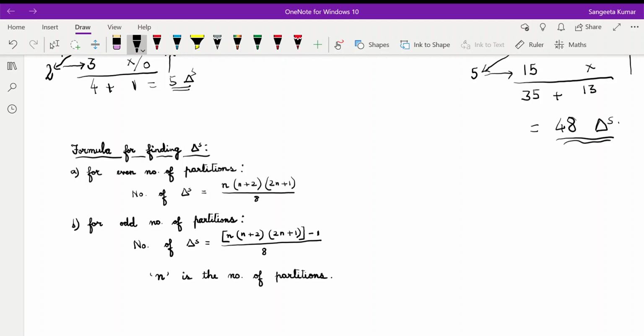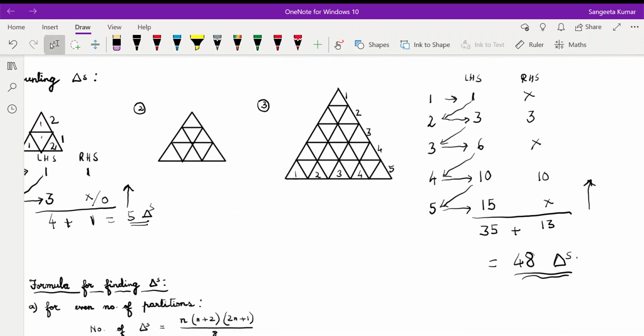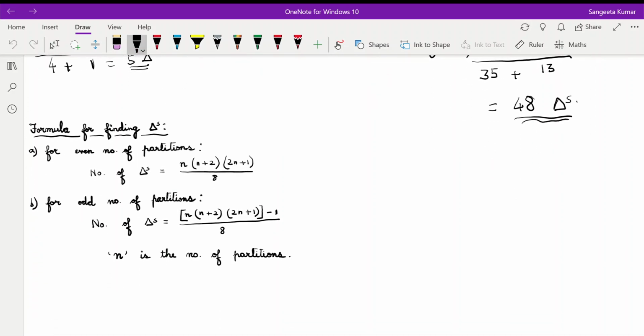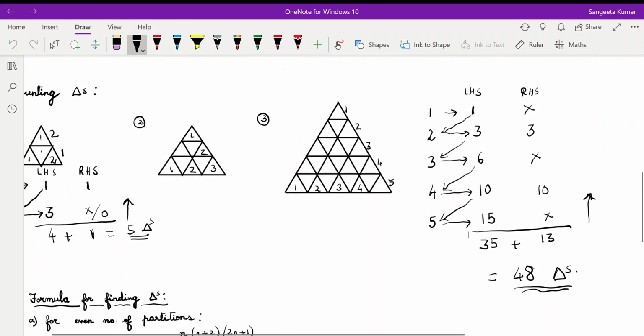And when there are odd number of partitions, as in these two figures, you can see here 5 and 5. Likewise, if I number this is 1, 2, 3, 1, 2, 3. So the partitions are odd numbers. N is 3. So when you are finding the odd number of partitions, then this formula is to be applied. So here it will be 3, 3 plus 2, 2 into 3 plus 1. The whole will have 1 subtracted from it, divided by 8. This is the formula, or the trick, that I have taught you all.